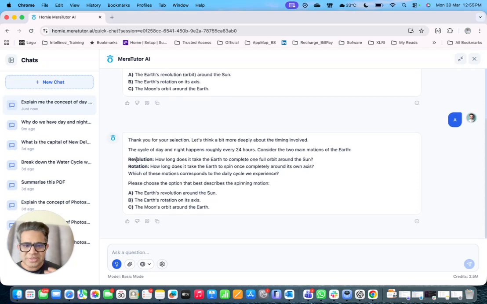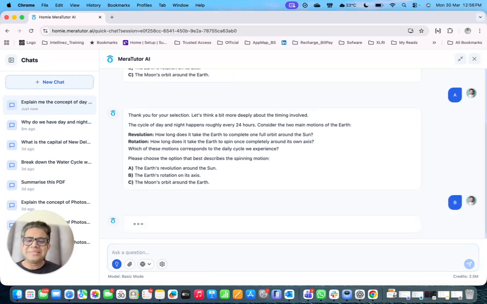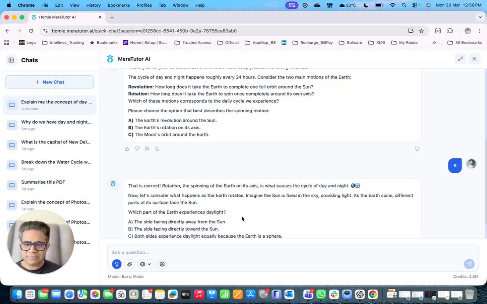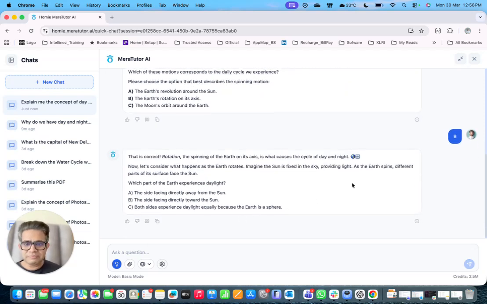So there's this quiz that we are playing between the student and the AI, and we are trying to understand the concept of day and night. Please choose the option that best describes the spinning motion. This time I'm going to choose B, which I think is the correct answer: the Earth's rotation on its axis causes day and night. So we just chose it. That's correct. Rotation, the spinning of the Earth on its axis, is what causes the cycle of day and night.